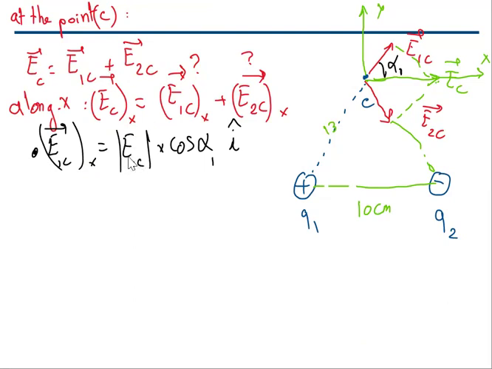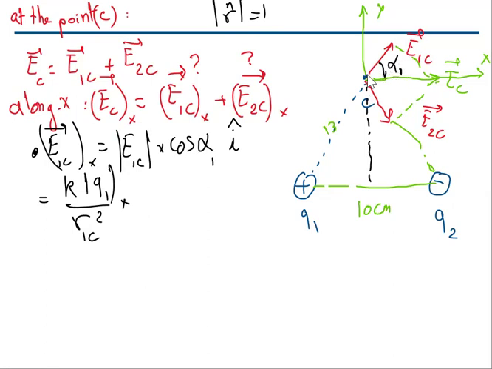Okay, where did we get this quantity, the magnitude of E1C? It's from the formula. So it will be k, the absolute value now of Q1, divided by the distance from 1 to C squared. What about the unit vector? We said that the magnitude of the unit vector is 1, so no need to write it. Multiplied by cosine alpha 1. You see here, what is alpha 1?